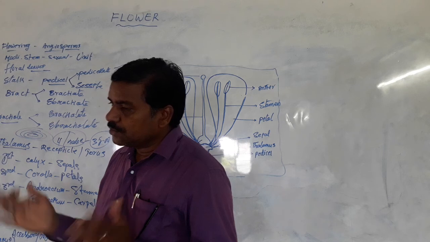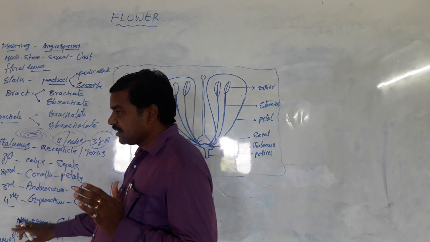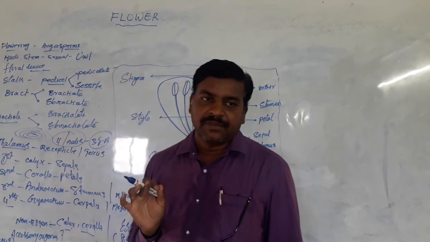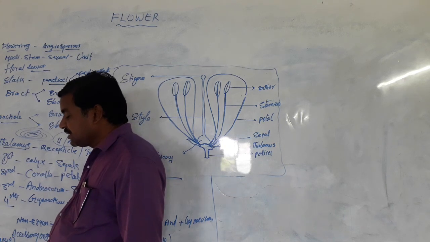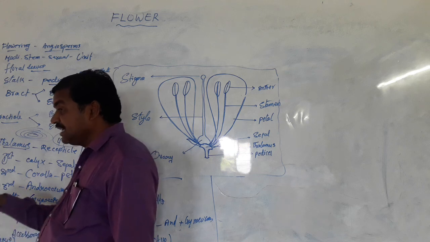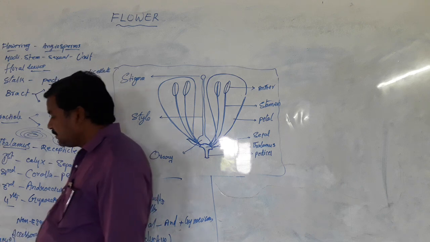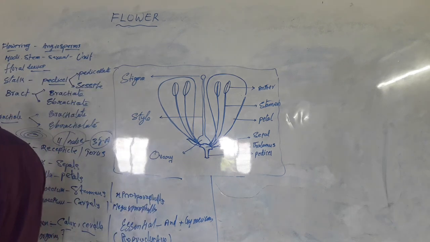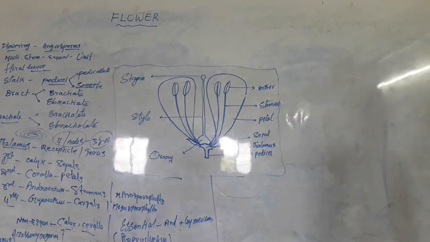Here also it is present in two circles. But two circles of perianth, or two circles of non-essential organs, are exactly similar. Such type of non-essential organs are considered as perianth. With perianth or chlamys is called chlamydeous flower. Without perianth or chlamys is called achlamydeous flower. One of the best examples for perianth in monocots is the lily. This is lily. In lily, if we observe, the inner one and the outer one, there is no variation.